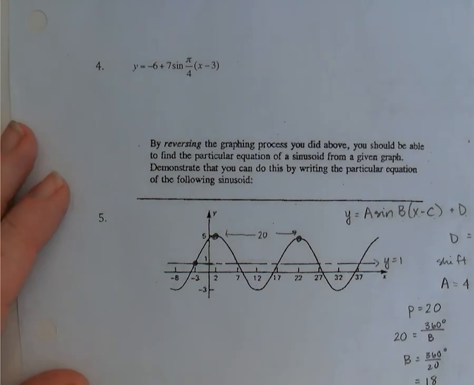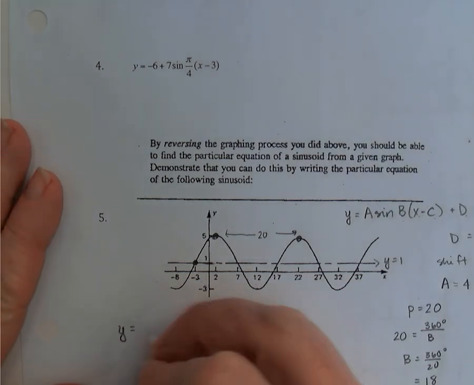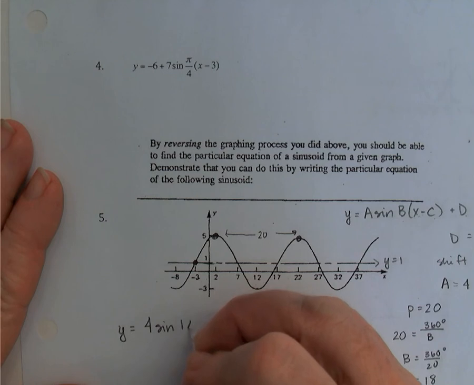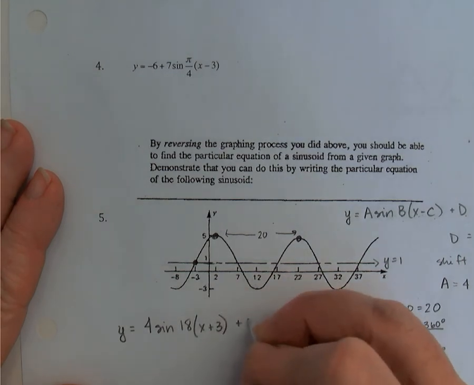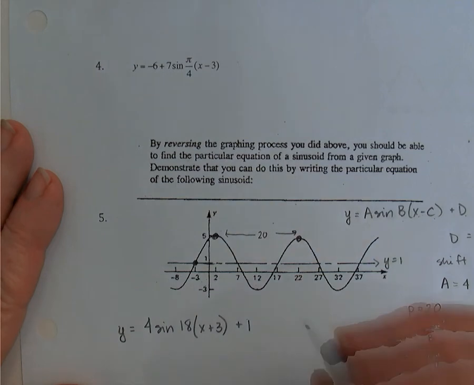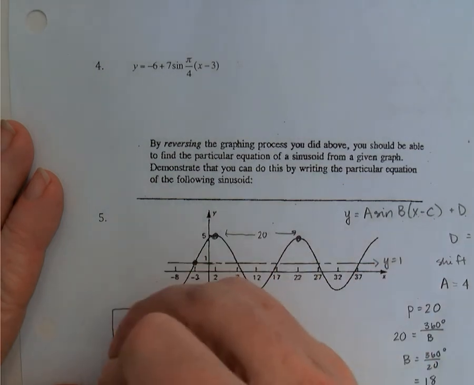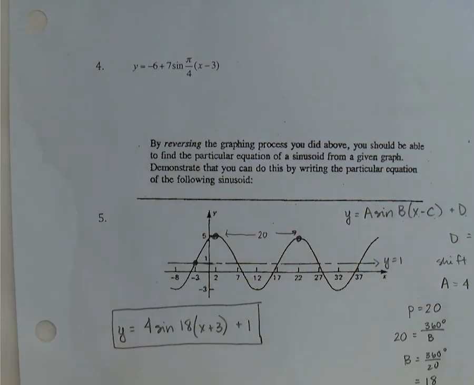So then I know my equation is going to be y = 4 sin(18(x + 3)) + 1, where d is 1. And I'd check that on my calculator and just make sure that it matches up.